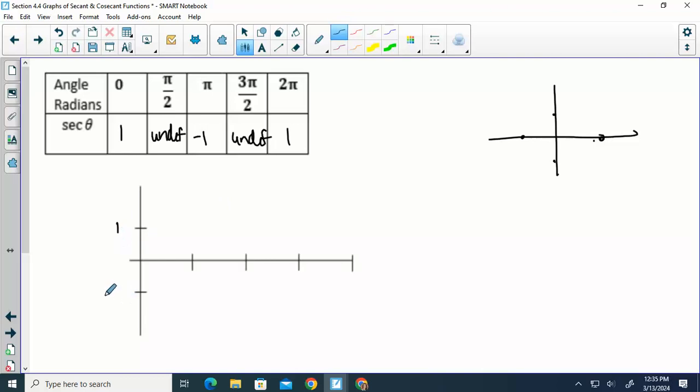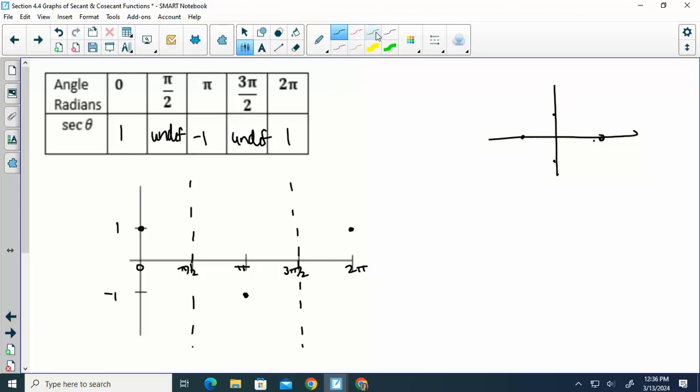Okay, so if we put these on our graph, at 0, we get 1. Pi over 2 is undefined. At pi it is -1. 3 pi over 2, undefined, and 2 pi is back to 1.